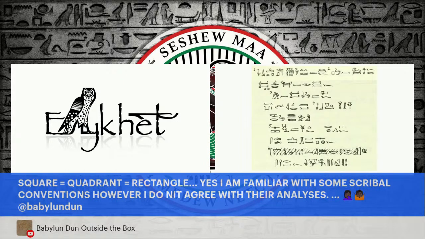Babylon says a square is a quadrant which equals a rectangle. Yes, I'm familiar with some scribal conventions. However, I do not agree with their analysis. Okay, yeah, that's what I said: everybody has a right to disagree. But your agreement or disagreement will not change the set of facts, the reality that we actually see. I don't know what the disagreement is about the word remech, because the word remech is what it is, and that's the intended meaning, not so much artwork and so on.